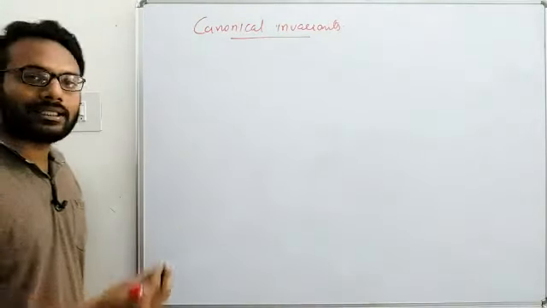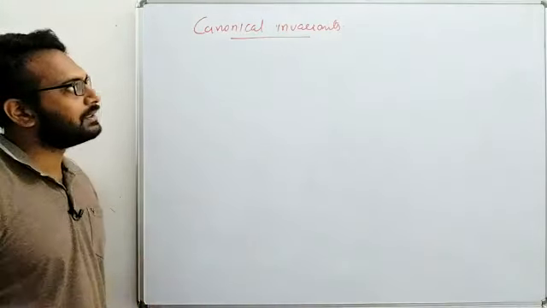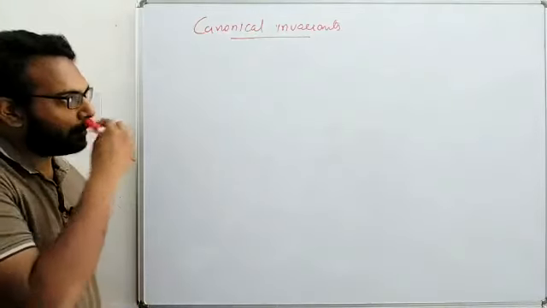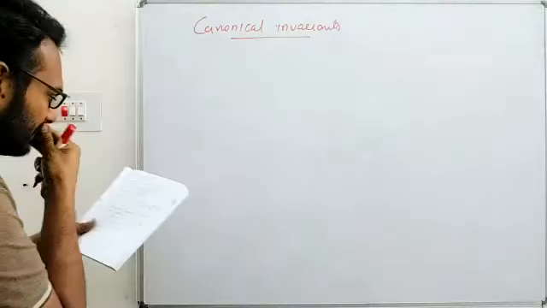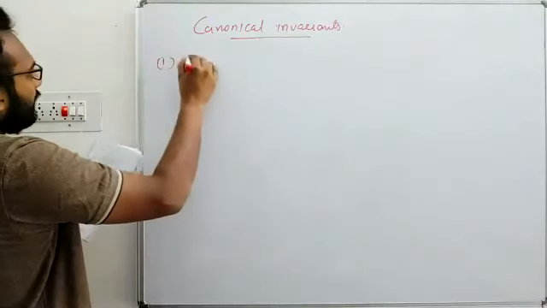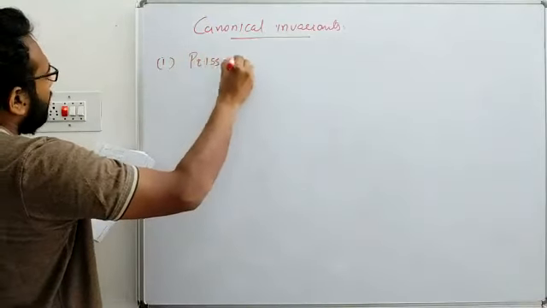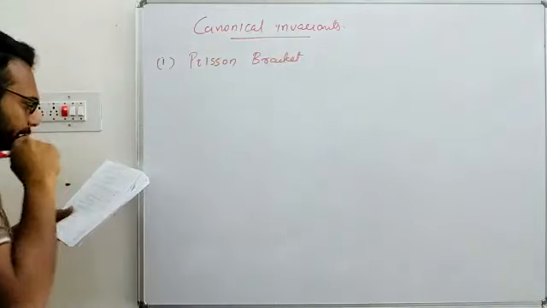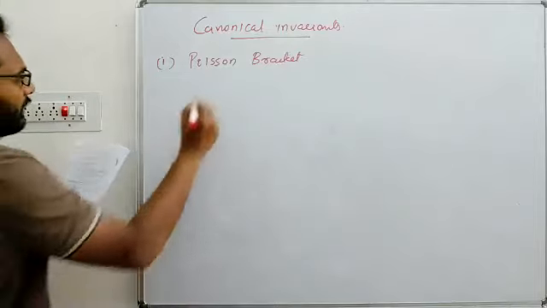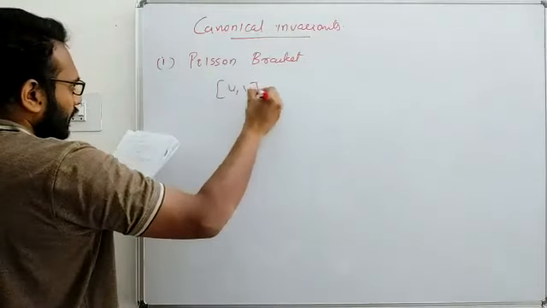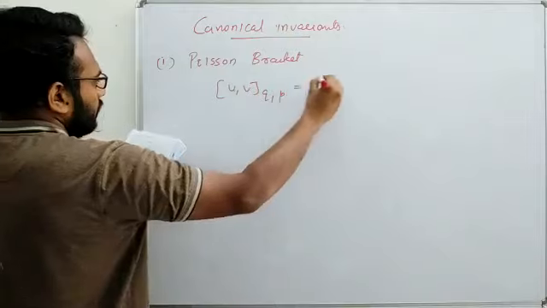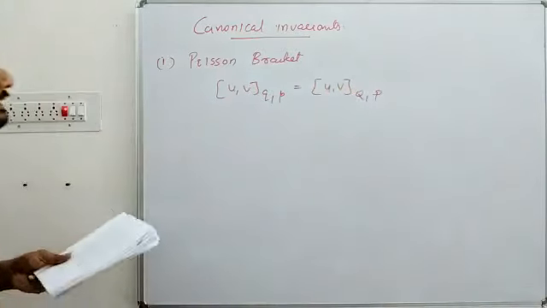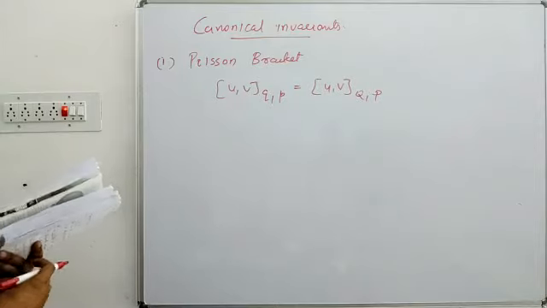There are certain quantities pertaining to the system which do not change under a canonical transformation. The first example, we have already seen, the Poisson brackets. We won't do any proof here. Okay, the Poisson brackets are invariant under canonical transformation. We said that the bracket of U, V, whether it's with respect to the old or new, it's the same. All right. Poisson brackets are canonical invariants.